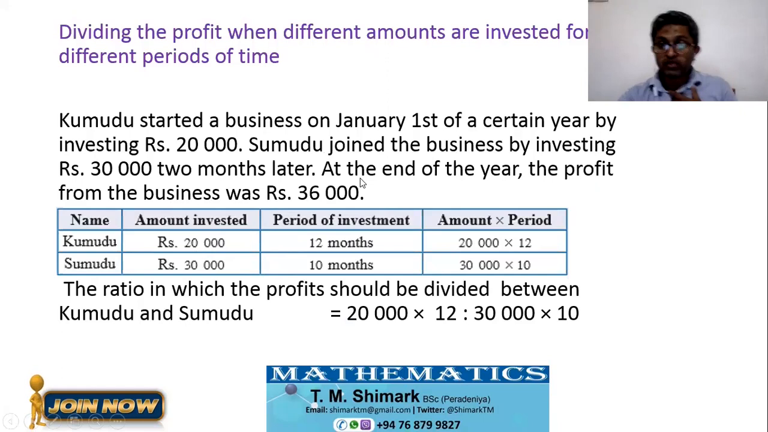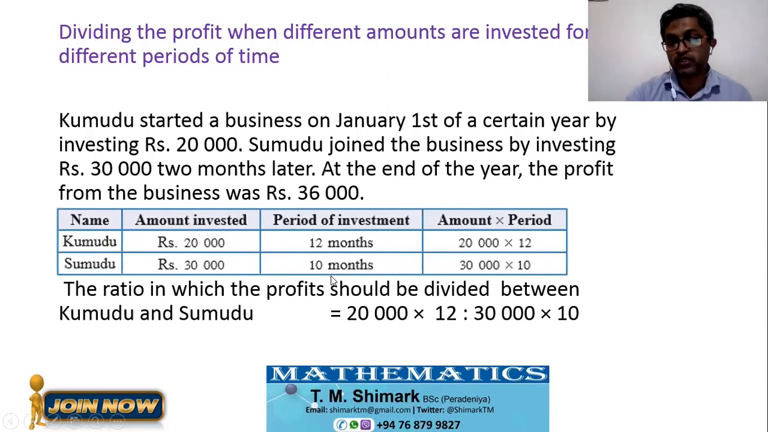But 2 months later, Sumudu came into the picture. That means 1 year means 12 months, and Sumudu came in 2 months later. So 12 months minus 2 months, 10 months.